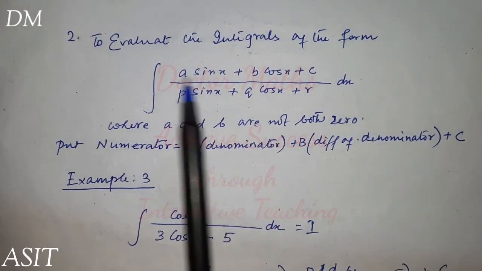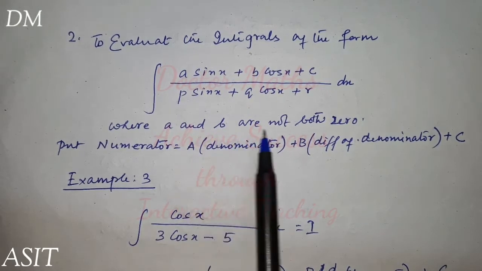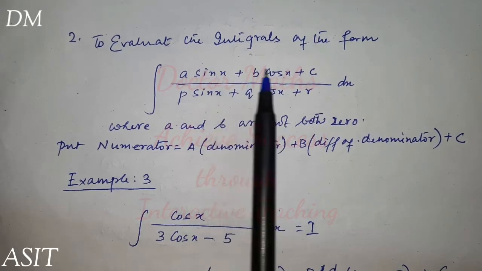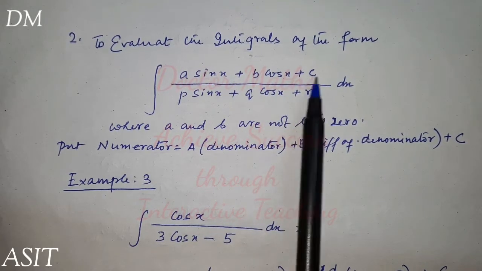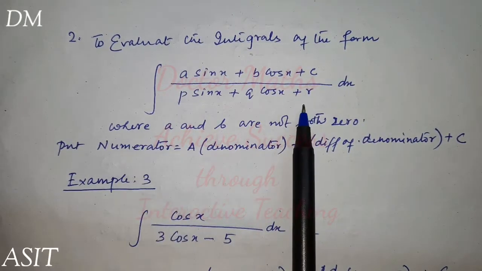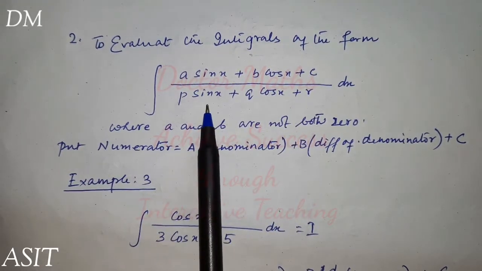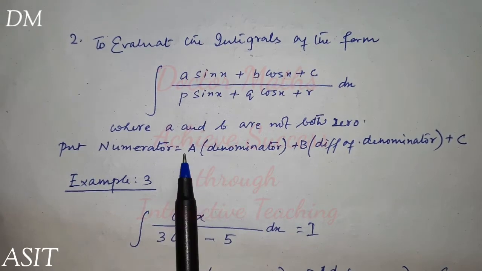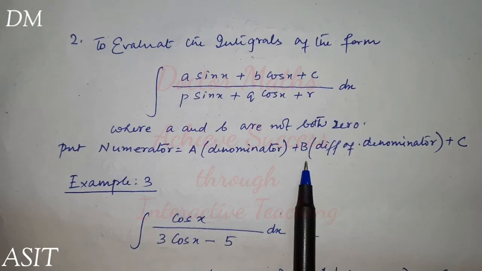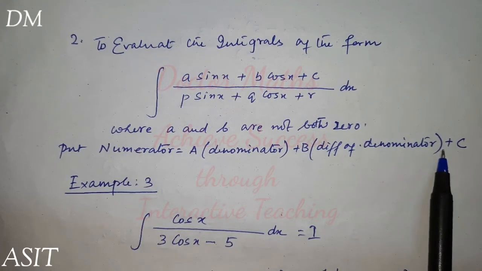Now the second case is to evaluate the integral of this form, where a and b are not both 0. That means there should be some terms of sin x or cos x in the numerator along with a constant. The constant can be equal to 0, there is no problem. So in this case what do we have to do? In this case we will write the numerator as a into the denominator, here a is a constant, plus b into, b is another constant, the differentiation of the denominator, plus a constant c.